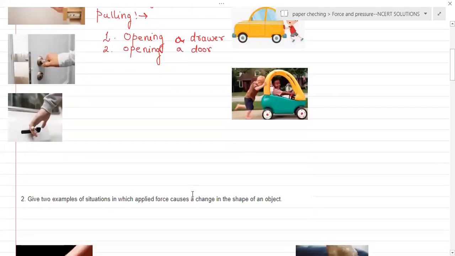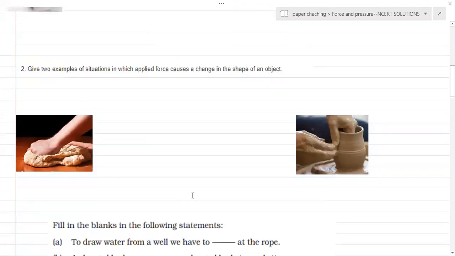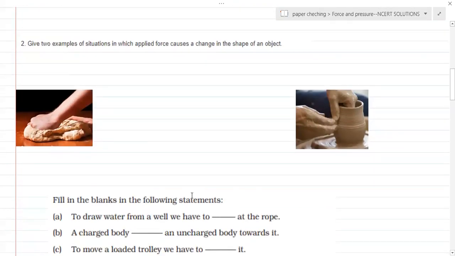Coming to the next question. Give two examples of situation in which applied force causes a change in the shape of an object. I've got pictures of two examples, which are very fine example that we nearly see in our daily life. Children, please always write in complete sentences. This is for your exam scoring benefits. You should be answering the question in complete sentences.